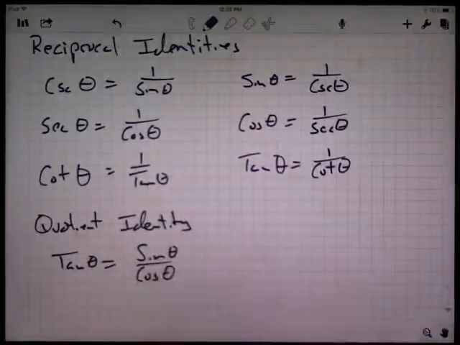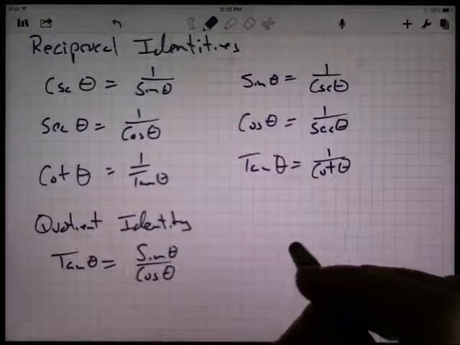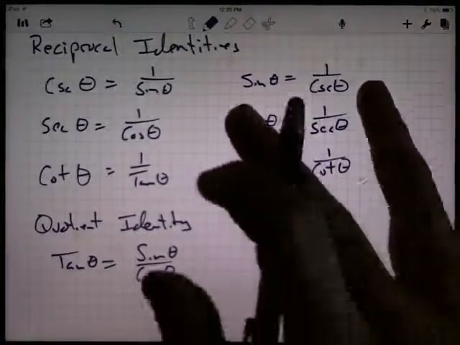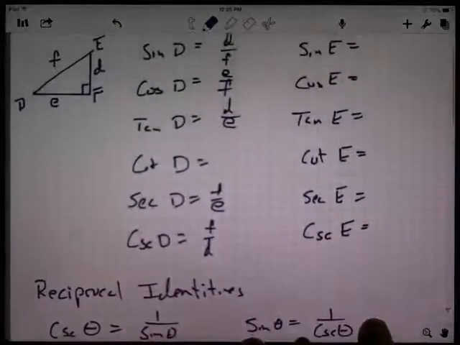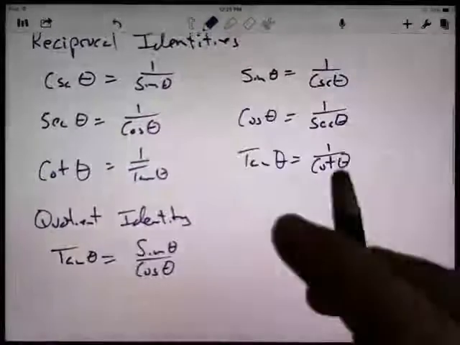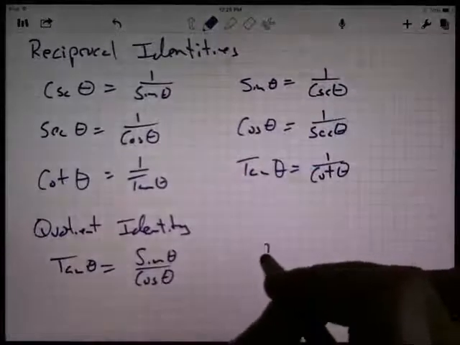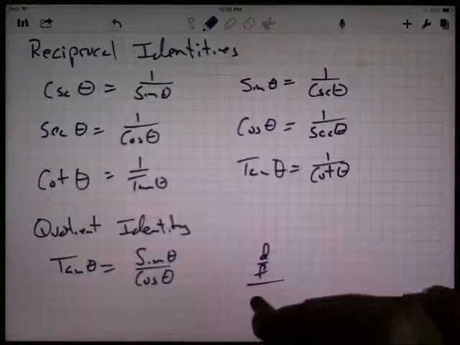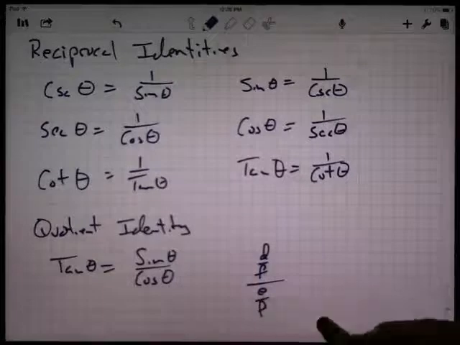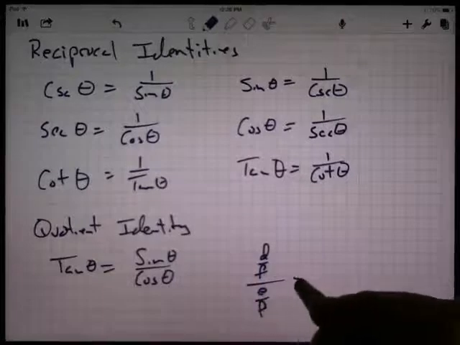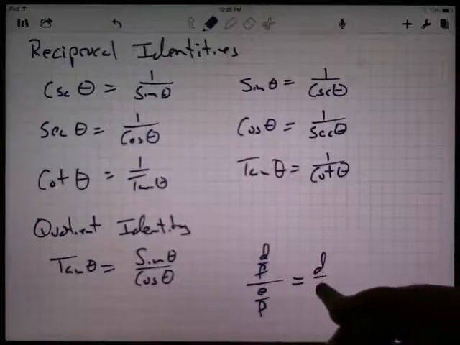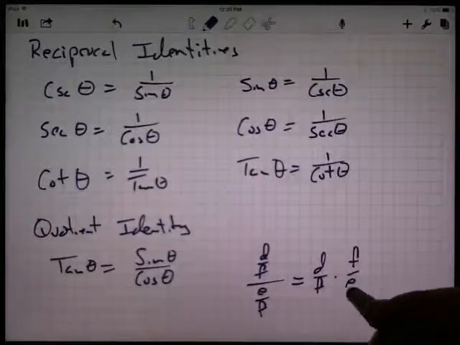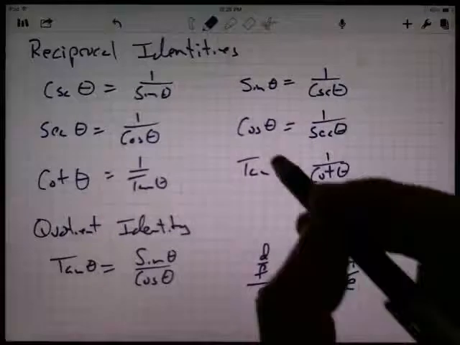Now I know it's not immediately obvious that that's the case, but let me just show what happened here. If I take the sine of theta in this problem, what was the sine of theta? D over F, right? And I divide by the fraction which is the cosine of theta, E over F. I mean, how do I divide fractions? I have the first one, and I'm going to multiply by the reciprocal of the other one. And the F's cancel out.